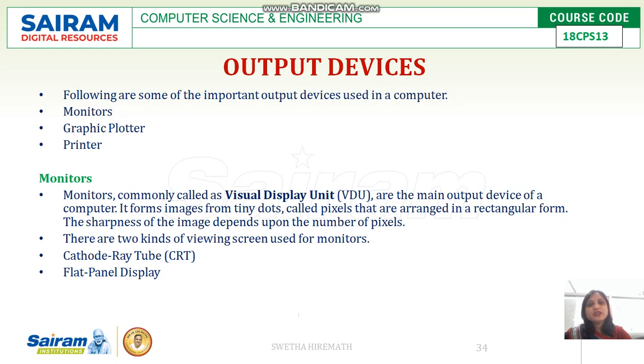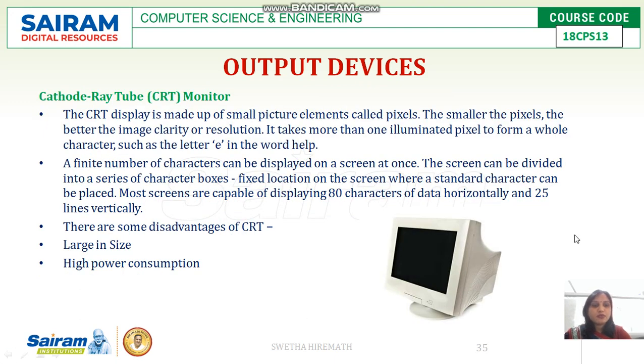The cathode ray tube, as you can see here in the diagram: at the backside of the screen there is a box-like structure which consists of the cathode ray tubes, from which the light emissions are made and the pixels are formed. When the pixels are formed, they help to make the image of that particular character or diagram which has to be displayed on the screen.